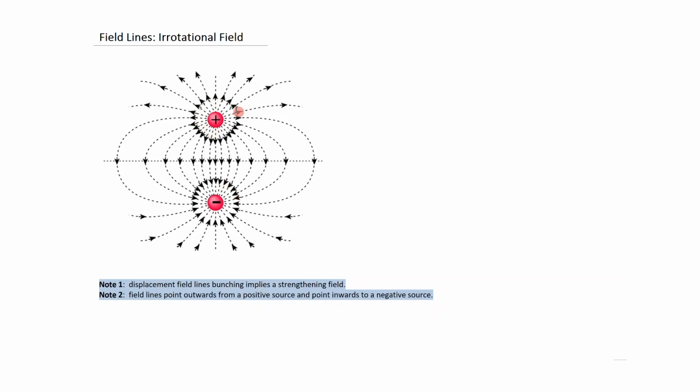So here they're bunching, so the field gets stronger as you get closer to the positive or closer to the minus. And again, field lines point outwards from a positive source, which is what you see here, and point inwards to a negative source, which is what you see here.